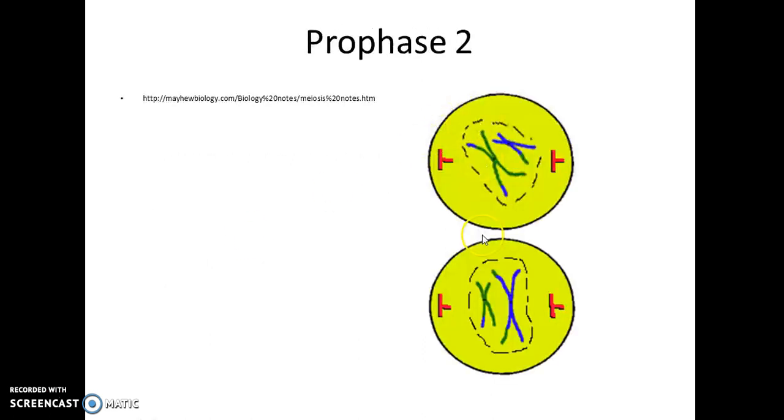So we have one cell, two cells. We're going to draw two cells now because that's what we have. And each cell has two chromosomes, and we have a total of four chromatids. Now, the purpose of meiosis 2 is to divide those chromosomes so that each one is made up of a single chromatid.